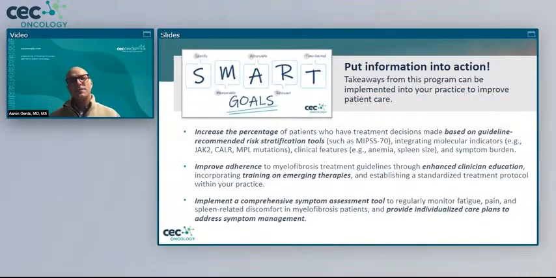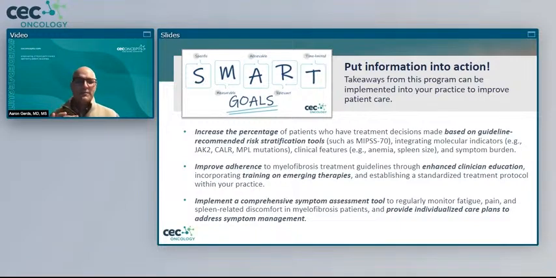Whenever I think about goals for treatment, or honestly for anything in life, we can always apply the acronym SMART. So specific goals, measurable goals, achievable goals, relevant goals, and time-limited goals. And if we use that framework to talk to a patient, okay, here we've got your disease, you're having significant symptoms and a large spleen. We're going to use ruxolitinib.